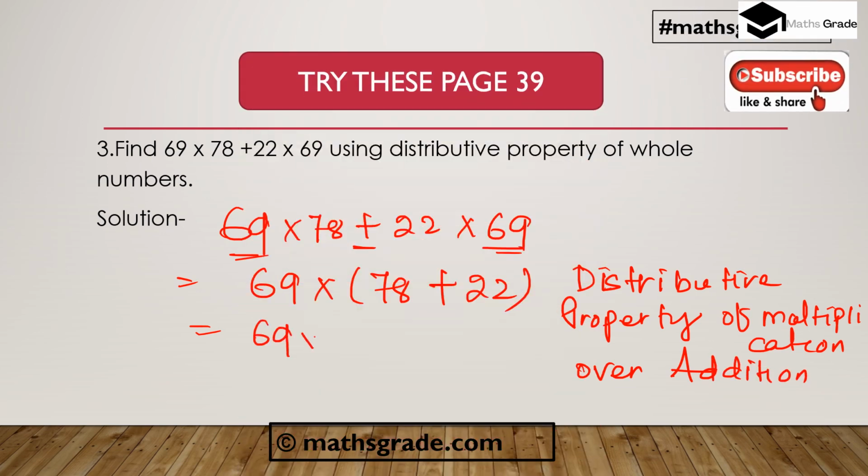Now we add 78 and 22. 78 plus 22 is 78 plus 2 is 80. 80 plus 20 is 100. So it is 100. Now 69 multiplied with 100 is 6900, and this is the answer. So 69 multiplied with 78 plus 22 multiplied with 69 is 6900, and this is the distributive property of multiplication of whole numbers over addition.